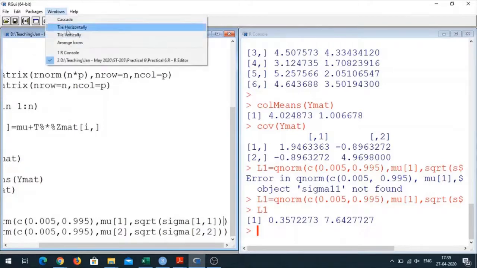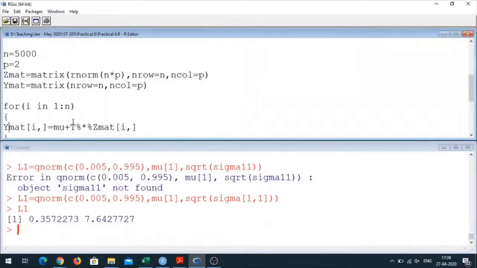Should I change my view? This is better, I think.